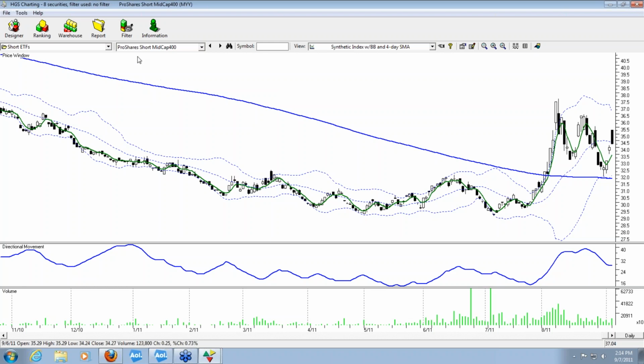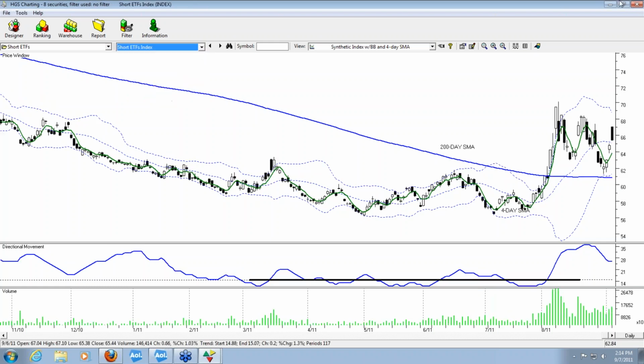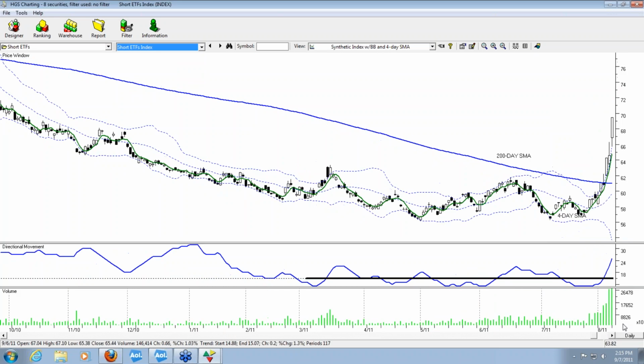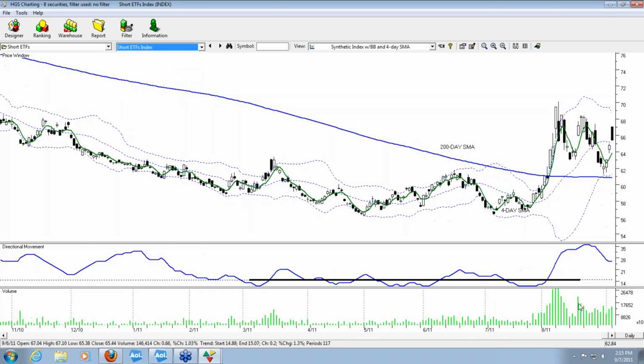Now, this is what I was talking about earlier. When you first bring up this view, notice this is showing ProShares Short Midcap 400. It's not the index. You have to go to the index. Where we were looking in the PowerPoint ended around here. But now we're here.